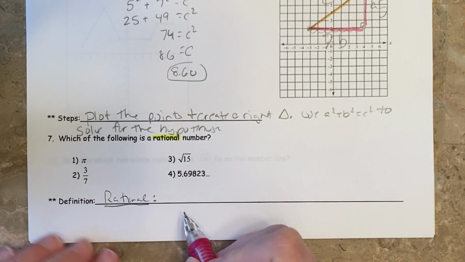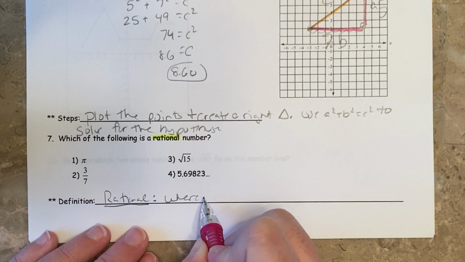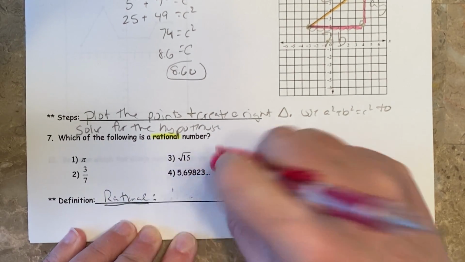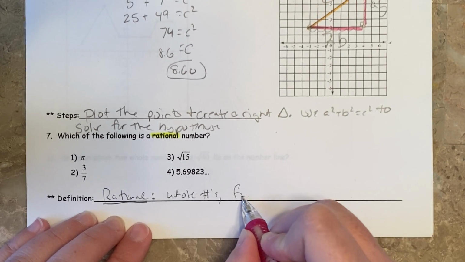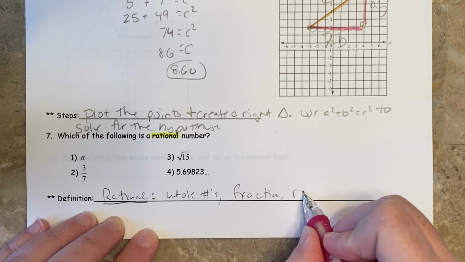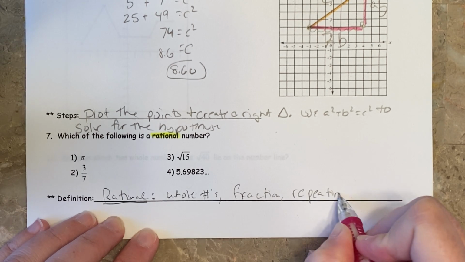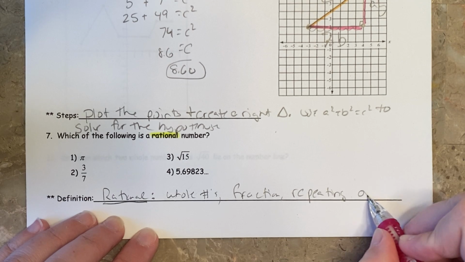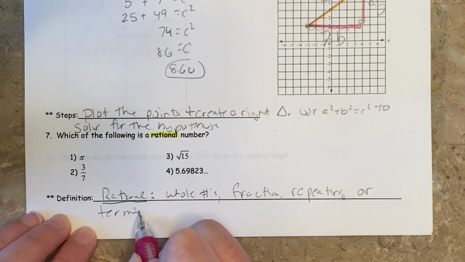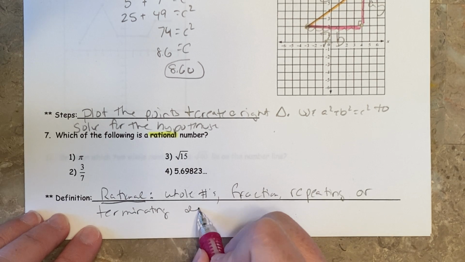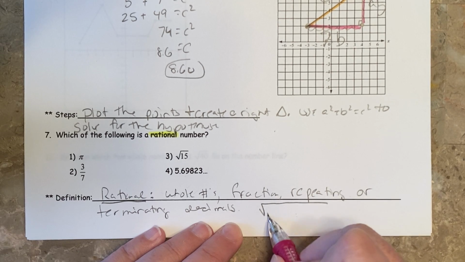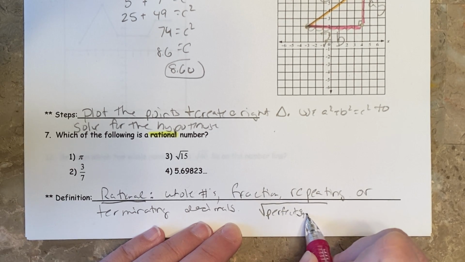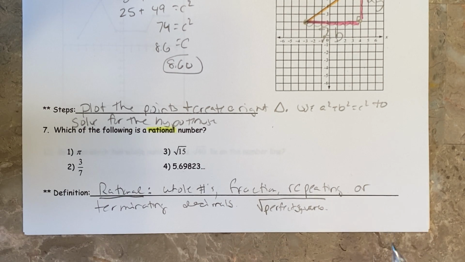Okay, you guys know this poster in my room. It also says all the definitions. So it's going to be any whole number, any fraction, any repeating or terminating decimals. And then it's going to be the square root of perfect squares. Anything, any one of those is going to be a rational number, okay, which is a nice number.